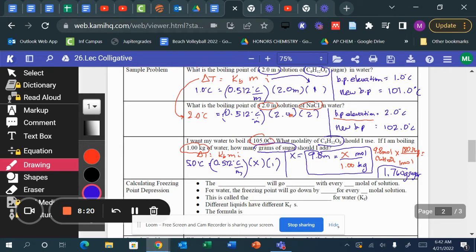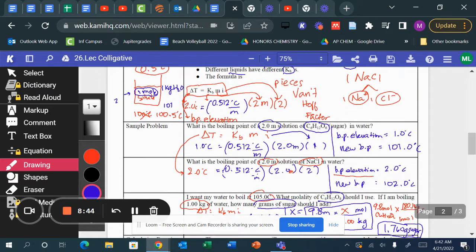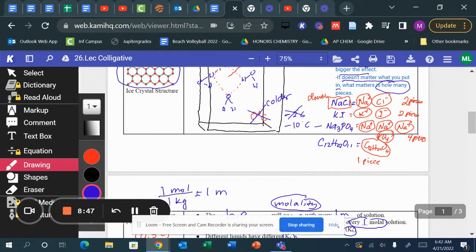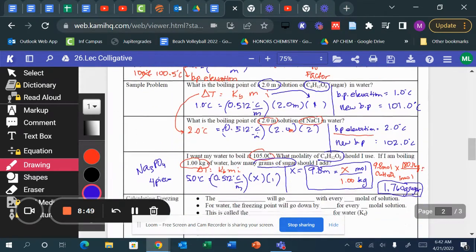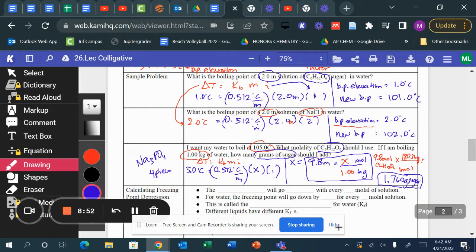Okay, obviously this is just on paper, but you have to be smart about this. This much sugar is not going to dissolve in this much water. That's 1,000 grams of water. So therefore, I don't think you should use sugar if you want your water to boil at 105 degrees Celsius. What should you use? Perhaps you should use a salt, maybe Na3PO4. So what happens there? You have 4 pieces, right? From this previous discussion right here, 4 pieces. So then maybe the 4 will increase, your molality will be lower, therefore you have less grams.